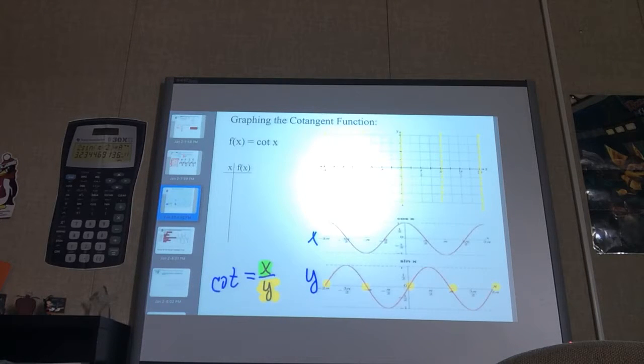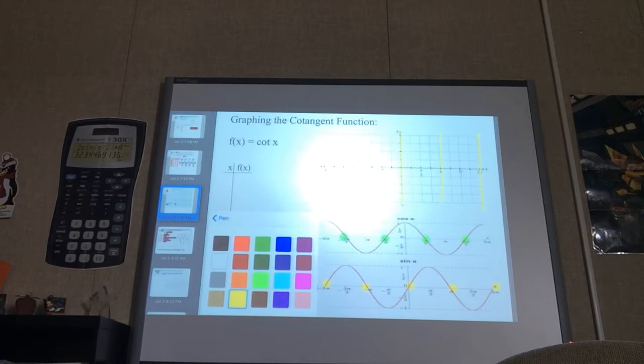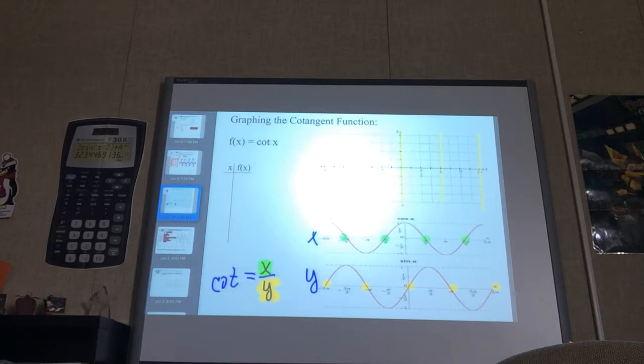The x's are our cosine. Let's look at where the cosine is 0. The cosine is 0 at the pi over 2's. So that means our function is 0 at the pi over 2's.